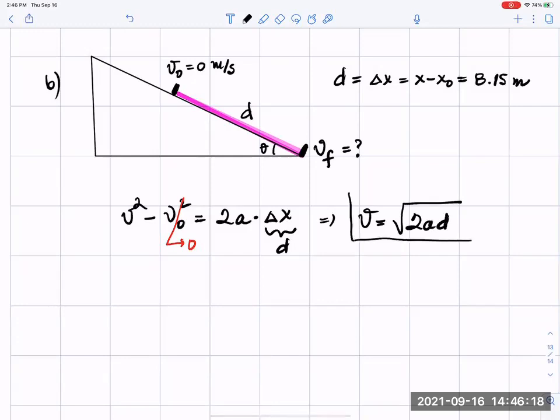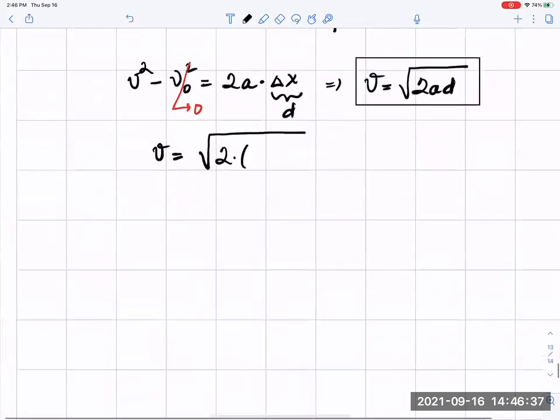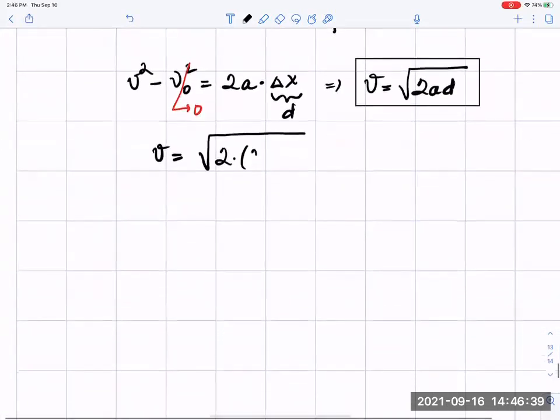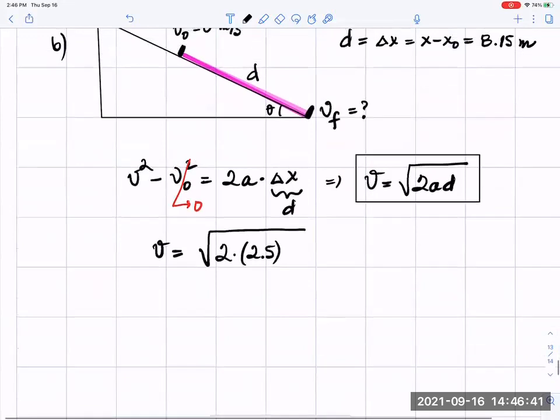The good part is they can ask you the velocity at any point while going down the hill, and they may give you only that distance. So this is the advantage of using the Galileo formula. Okay, so now let's plug in our numbers. So 2 times our acceleration was 2.5, just double checking on this one, and of course our distance was 8.15.